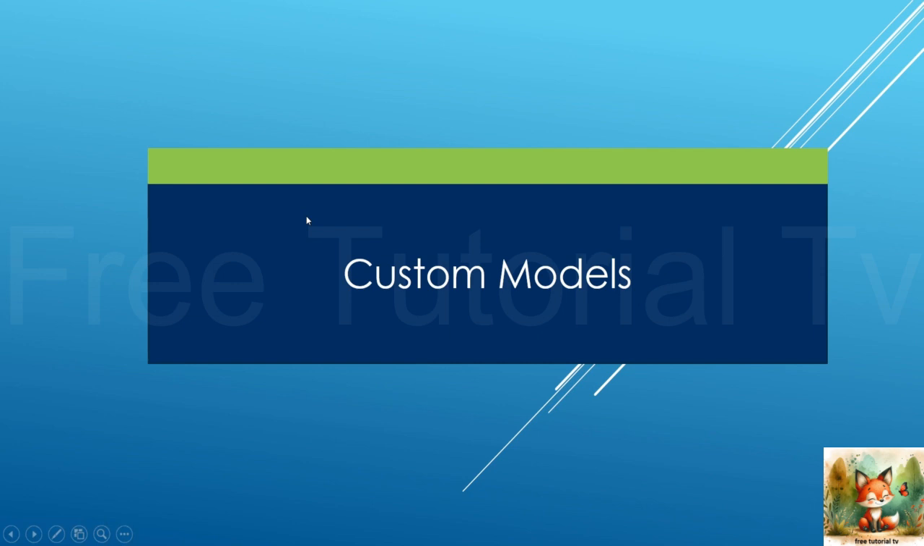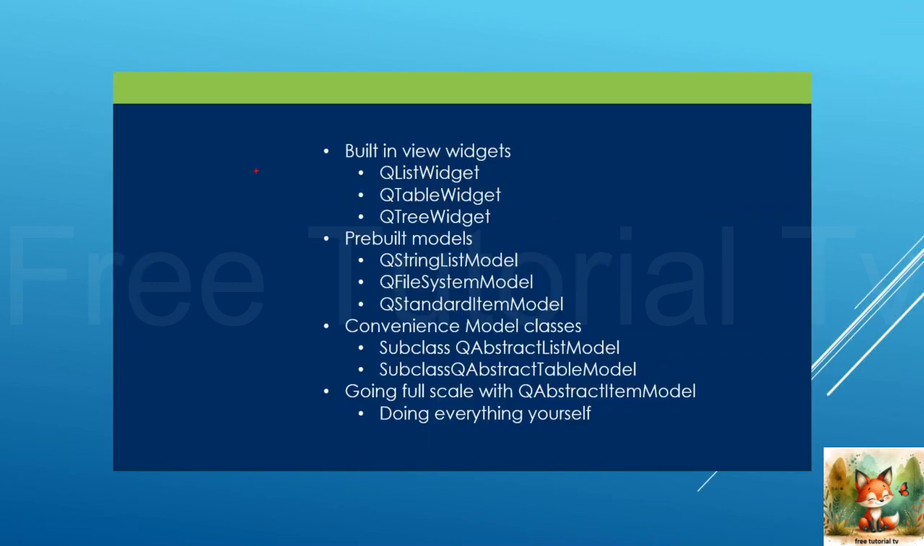In this lecture, we want to start and see how you can build your own custom model. Up to this point in the chapter, we had a chance to look at different ways you work with models in your C++ applications using Qt. For example, you can use built-in view widgets like QListWidget, QTableWidget, and QTreeWidget. You can use pre-built models and plug these models into pre-built views. For example, you can use QStringListModel, QFileSystemModel, QStandardItemModel, and we have seen that you can plug these into different views, and that worked out pretty well.